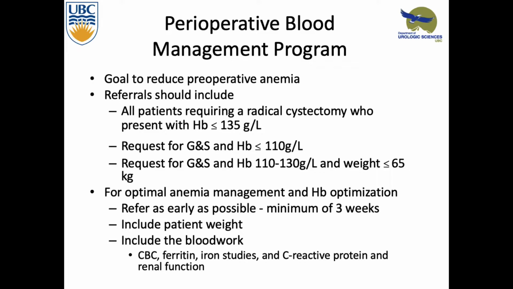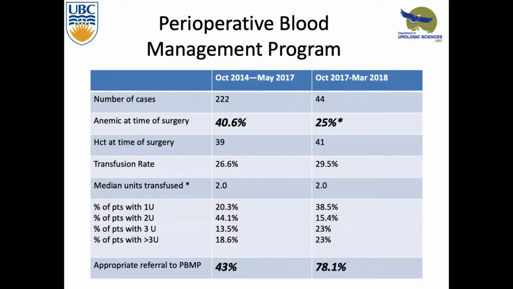For optimal anemia management and hemoglobin optimization, referrals should be as early as possible. A lot of these patients are getting neoadjuvant chemo, so 3 weeks shouldn't be a problem. And include patients' weight and blood work. And really it's iron studies and CRP, to make sure it's not some other underlying reason.